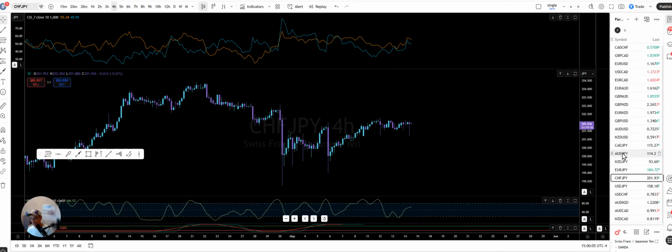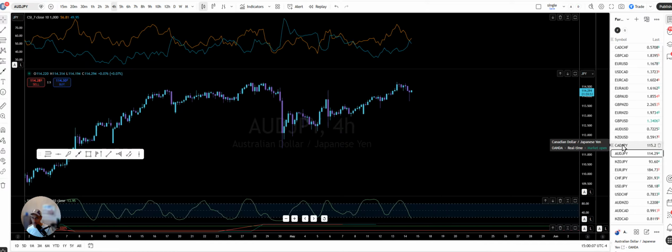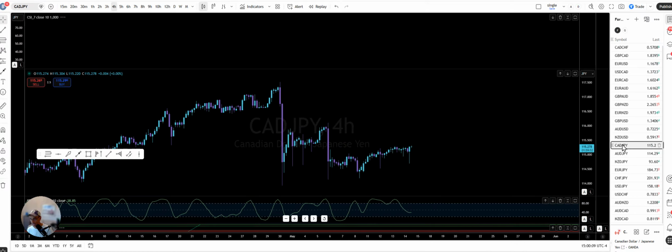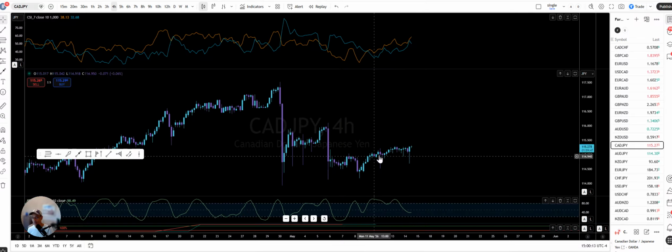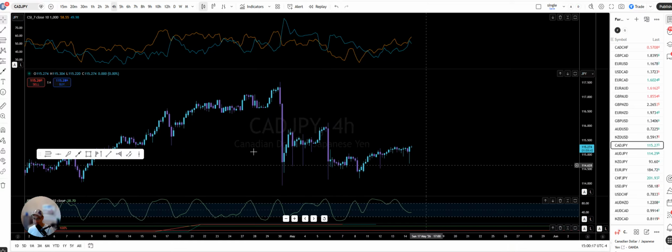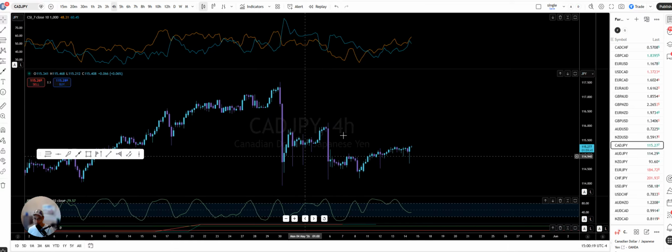The only one that actually has any kind of a decent signal right now is this Aussie yen. Let's look at CAD yen. CAD yen actually has a nice buy signal here, but this price action is just so ugly. I mean, look at this. I don't even know what the hell this is. You had this big move down, and then we just chop, chop, chop.